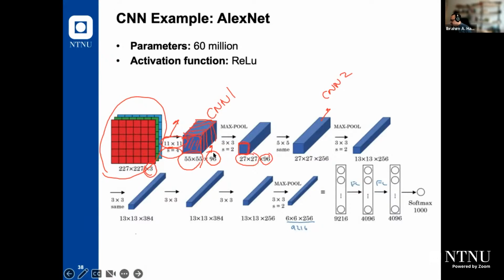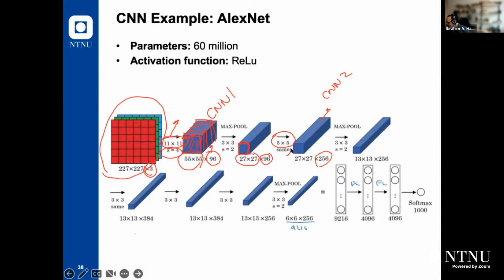And after that, we will apply filters of size 5 times 5. How many of those filters? 256. So we'll apply 256 filters, and each filter has a size of 5 times 5. What will be the third dimension of this filter? Can you tell me, please? What do you expect? What will be the third dimension of this filter?